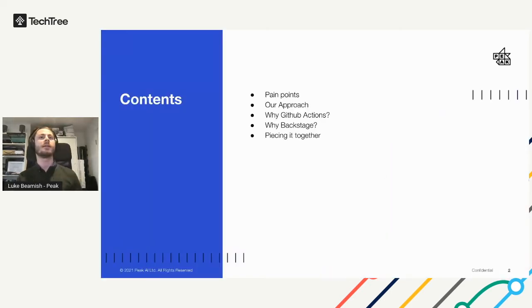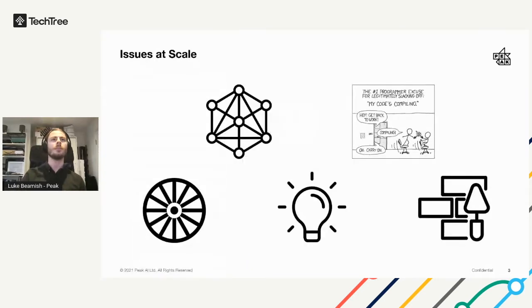So, more specifically, I'm going to cover the pain points we've had at Peak as we've scaled, our approach to dealing with some of the problems that have arisen, and then why we've used GitHub Actions and Backstage within our answer to those problems, and then how those two things piece together to form a complete solution.